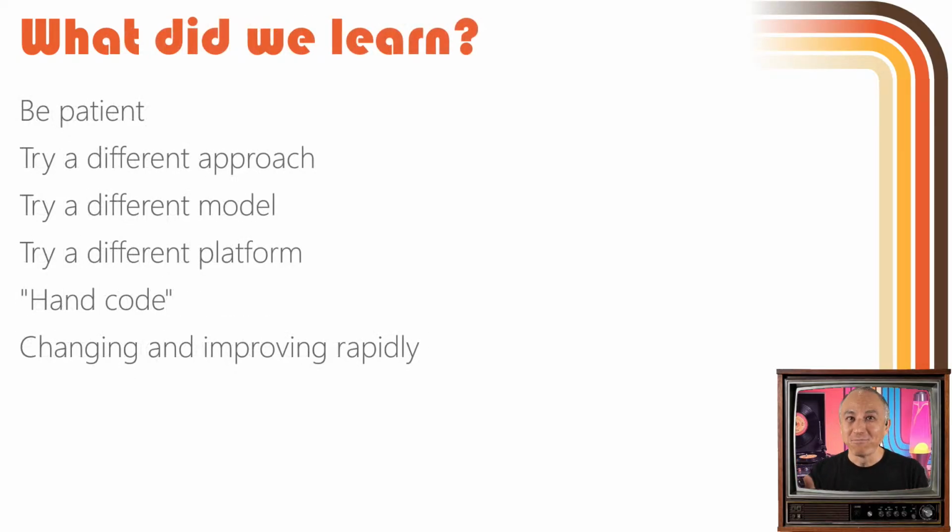So be patient. These things are not magical. It's not wave a magic wand and it solves all your problems. Try a different approach. Try a different model. Try a different agent design. Try a different platform. If it's not working for you in VS Code with GitHub Copilot, try Cursor, try Claude, try Gemini, try something else, a different tool. Even with the same model, you may get very different results.